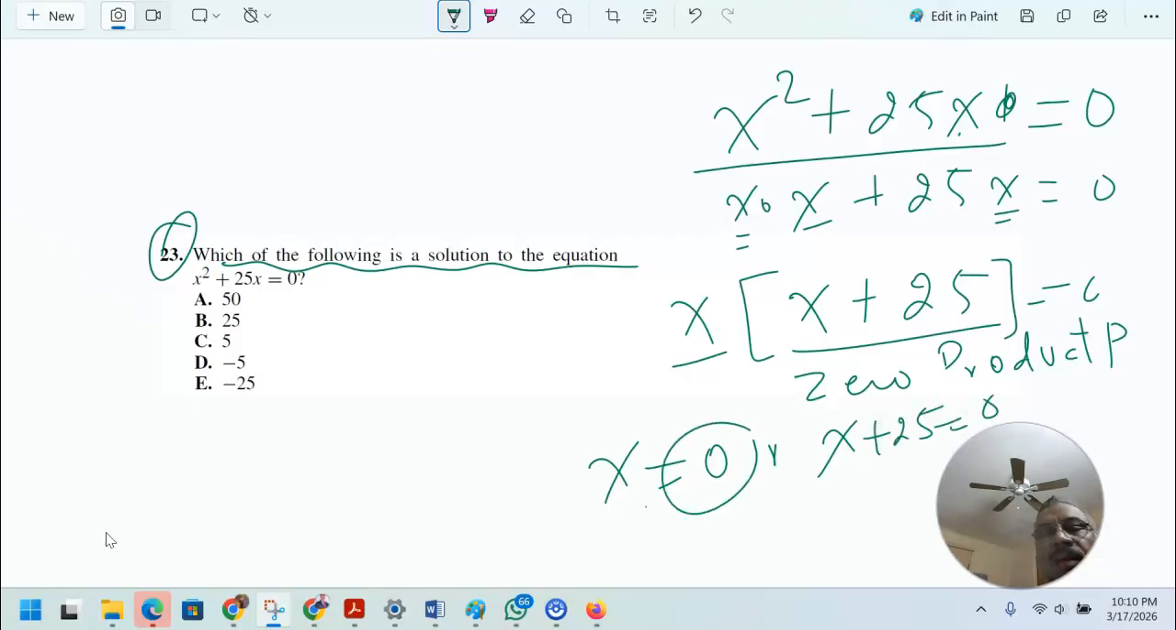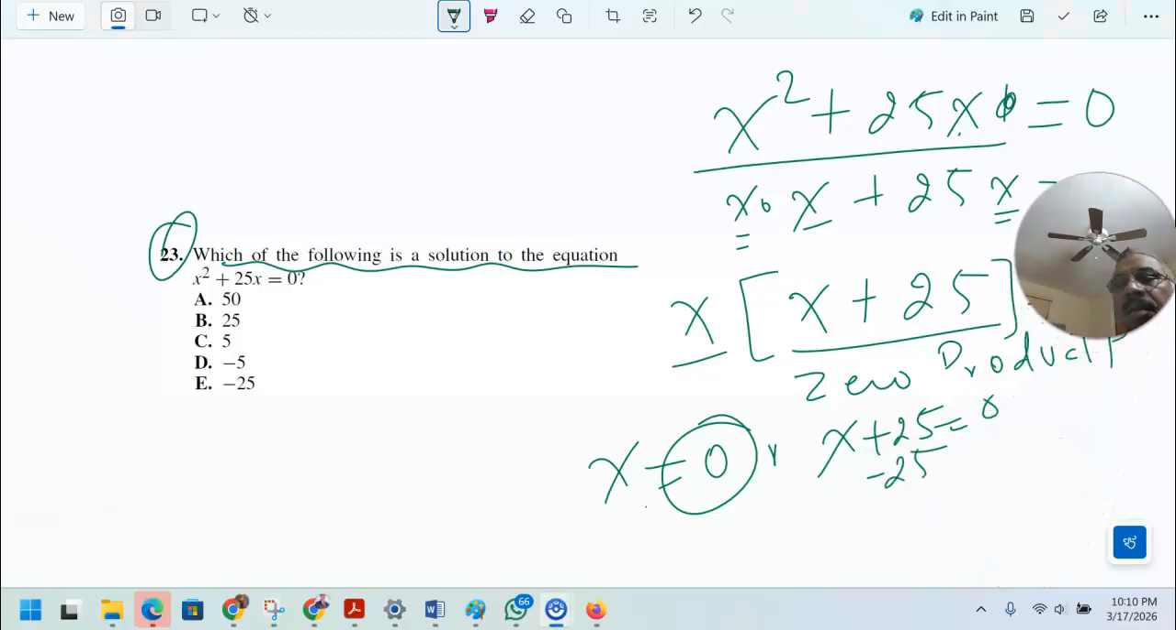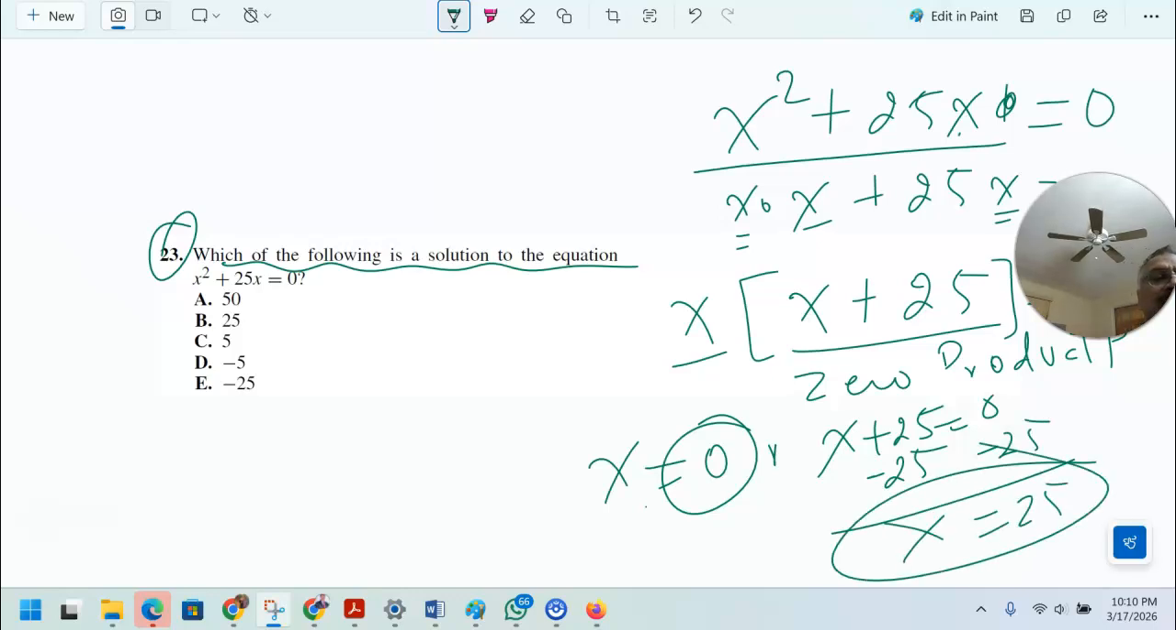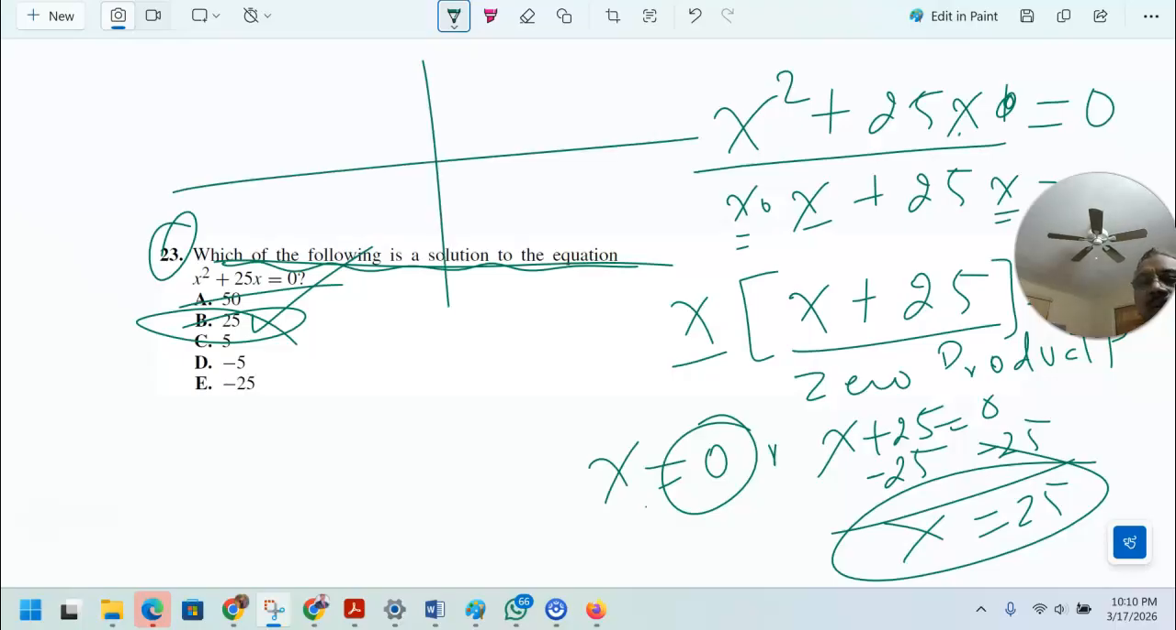So one of the answers is already x equals 0, and for the other one, subtract 25 from both sides and get x equals negative 25. So you get two answers. Which of the following? So 50 no, negative 25 yes. So that's the correct answer. You're done. B is this. In other words, the two answers that you got are 0 and negative 25.